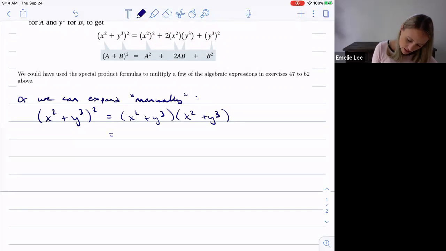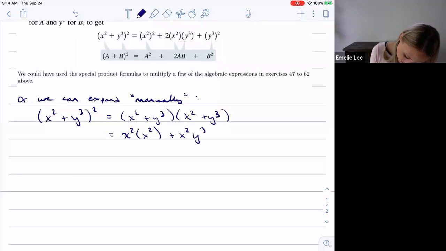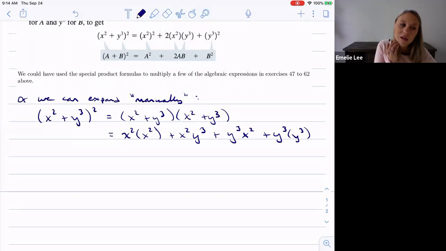So I have x squared times x squared. Now I'm going to go a little bit faster, though I'm still writing out extra steps. So x squared times x squared is, I could have just skipped to x to the 4th, right? 2 plus 2 is 4. But x squared times x squared plus x squared y to the 3 plus y to the 3 x squared plus y to the 3 times y to the 3.